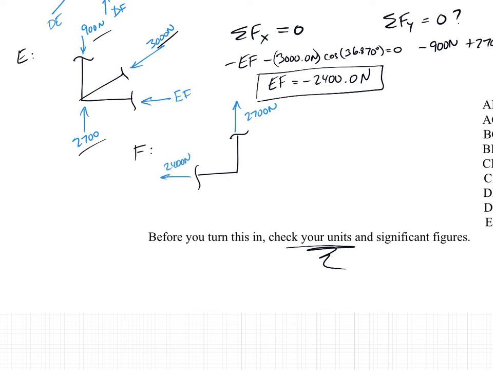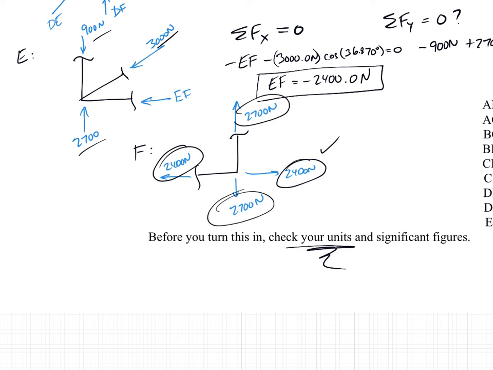Okay, and then my external forces on it, Fx and Fy. Well, we had 2,400 going this way, and I had 2,700 going this way. Okay, so you can just visually do those. Do the forces in the x direction add up to 0? Yes, they do. Do the ones in the y direction add up to 0? Yes, they do. Okay, so you've got to double check.